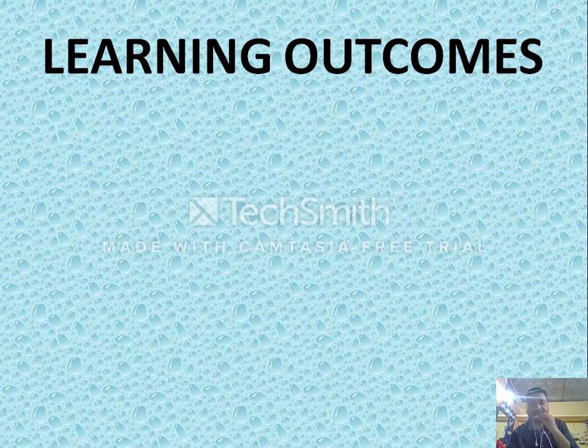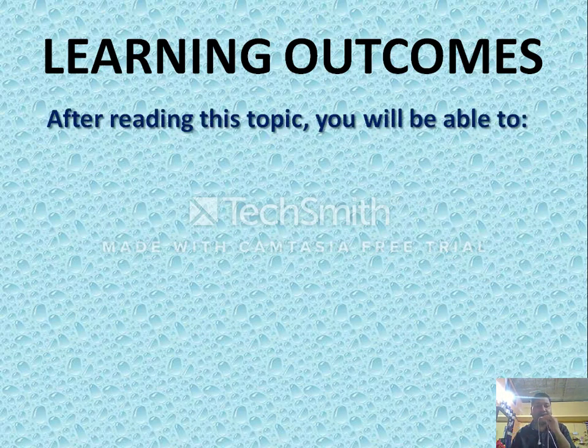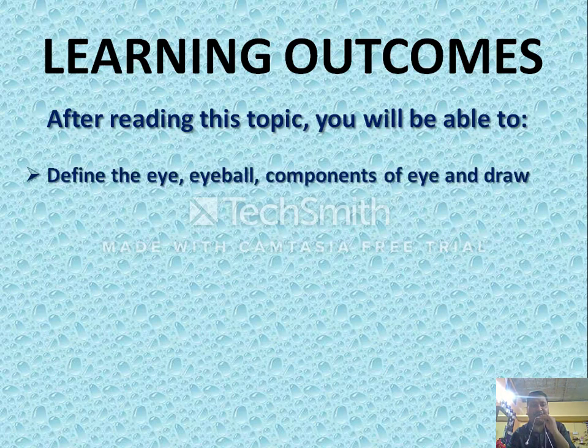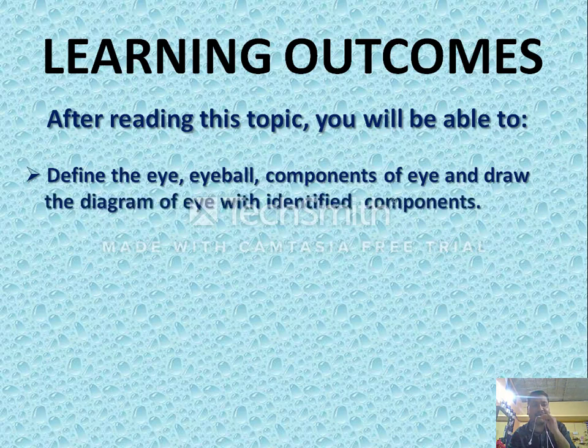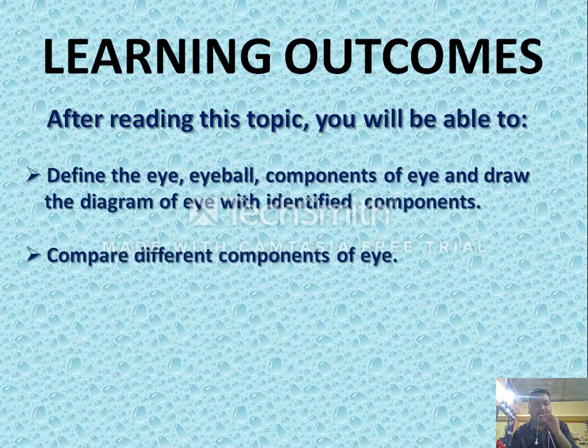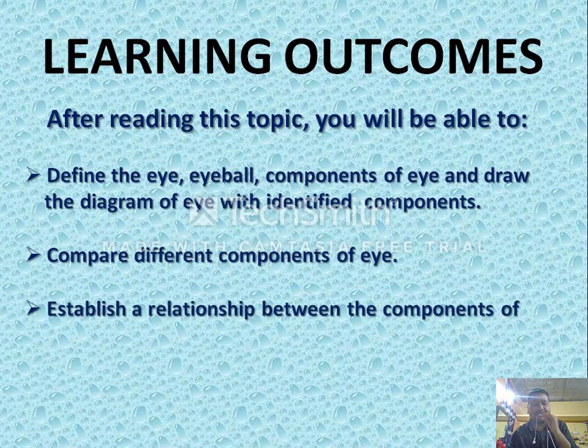So what are the learning outcomes? After reading this topic, you will be able to define eye, eyeball, and components of the eye, and draw the diagram of the eye with identified components. You will be able to compare different components of the eye. You can establish a relationship between the components of the eye and their functions.